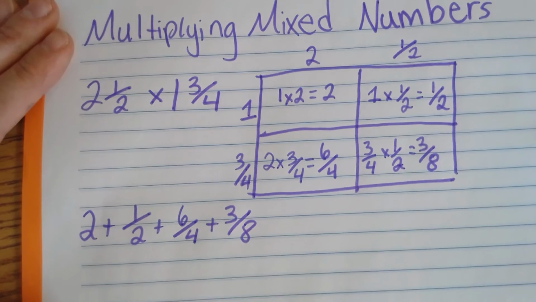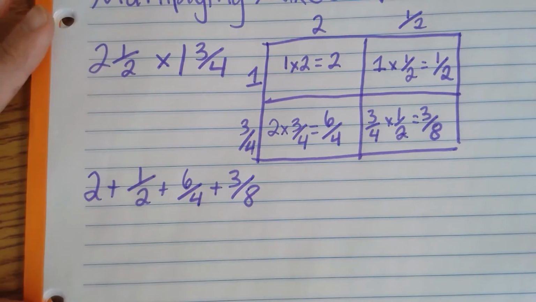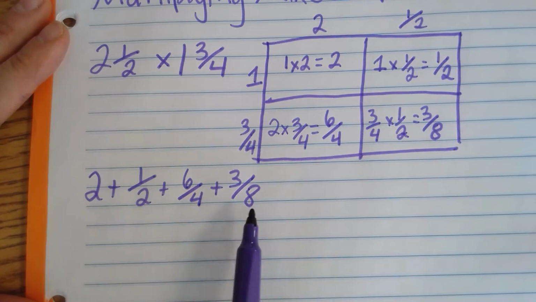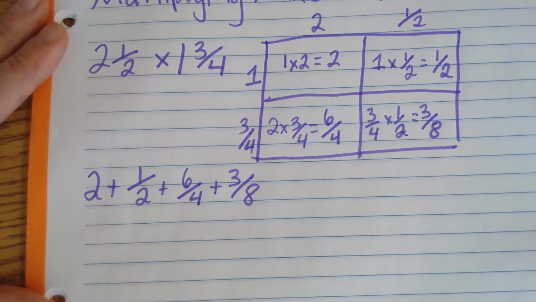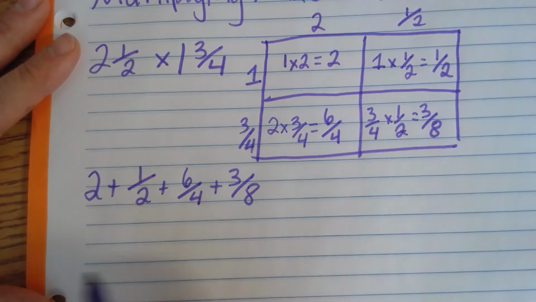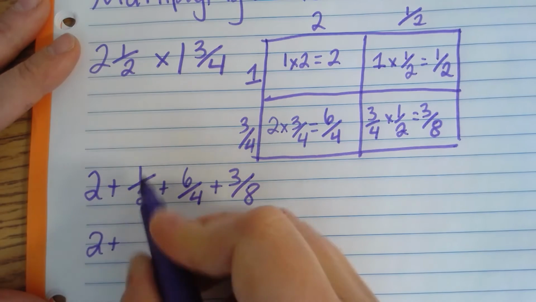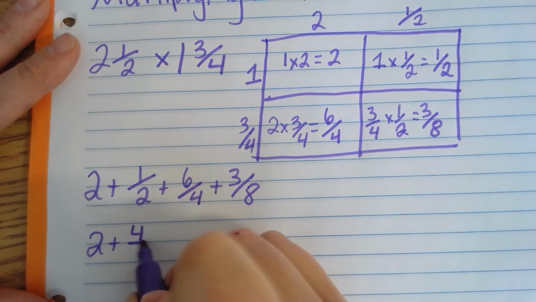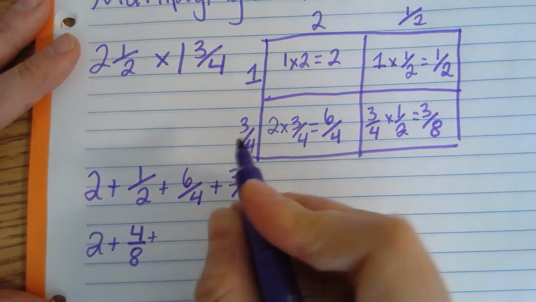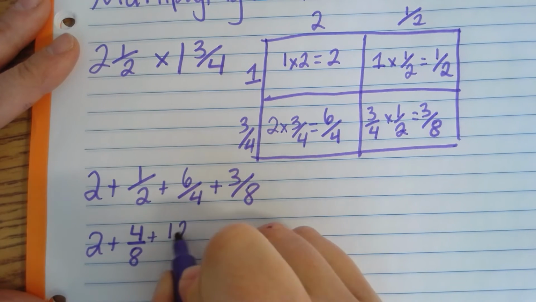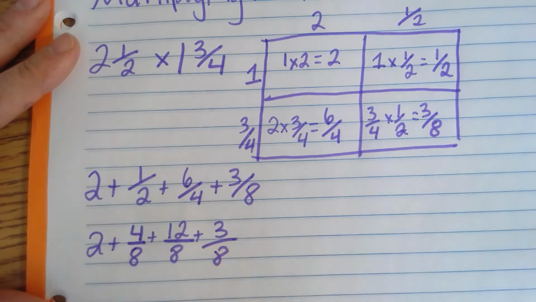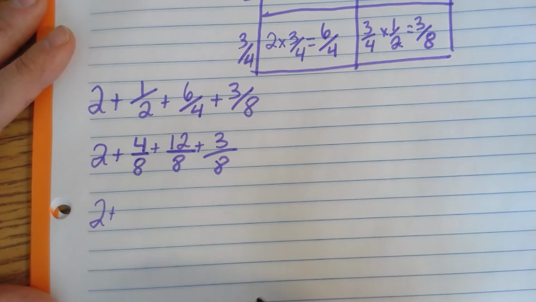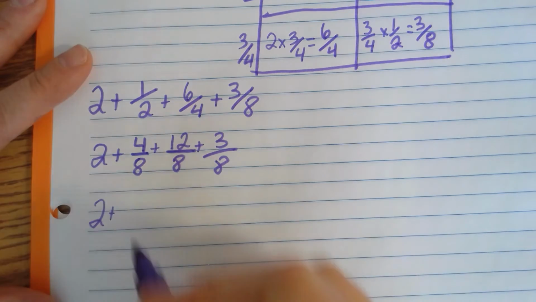However, one thing to keep in mind when you are adding fractions together is you need a common denominator. I have a 2, a 4, and an 8. Since I'm rather familiar with my multiplication table, I can tell you a common denominator here is going to be 8. So 1/2 becomes 4/8, and 6/4 becomes 12/8. So I have 2 plus 4 plus 12 is 16, plus 3 is 19.